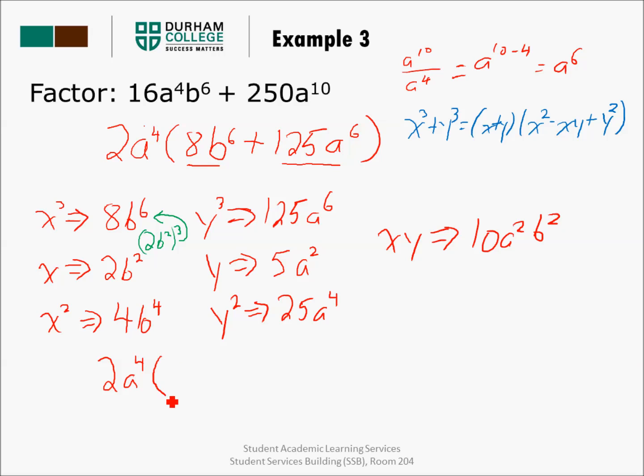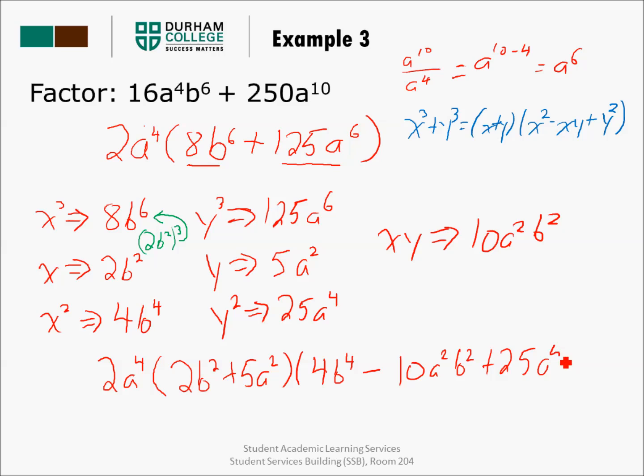And instead of the 8b to the 6th plus 125a to the 6th, we have this part, x plus y times x squared minus xy plus y squared. So I'll just substitute that in all at once. So it'll be 2b squared plus 5a squared, and then you have 4b to the 4th minus 10a squared b squared plus 25a to the 4th. And that's it. That will be the final answer. You can't factor that anymore.